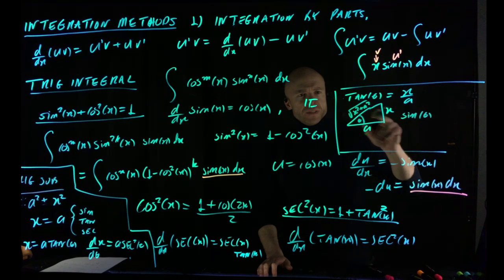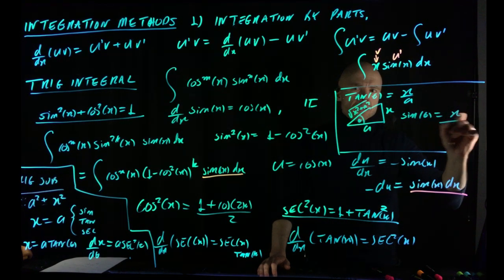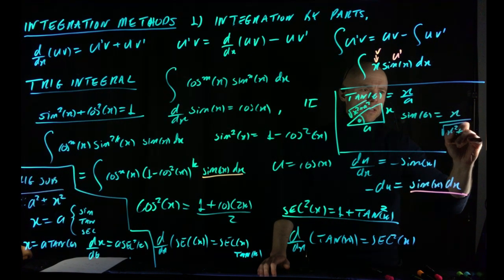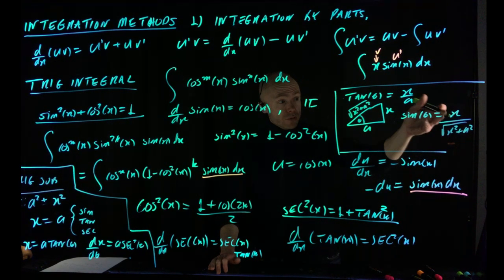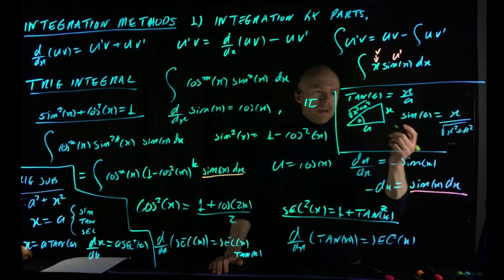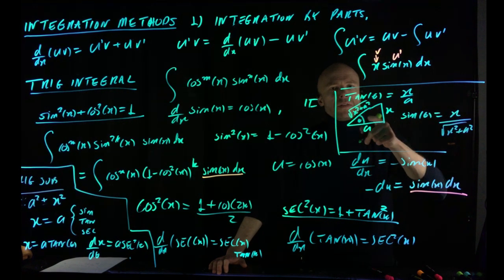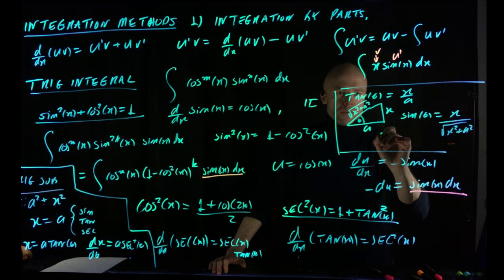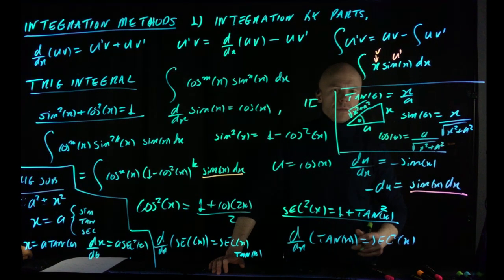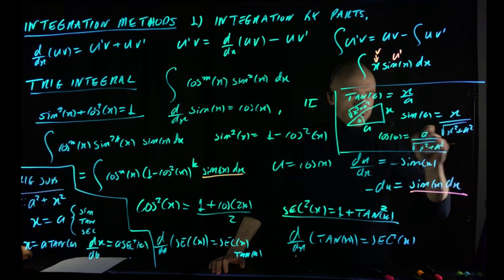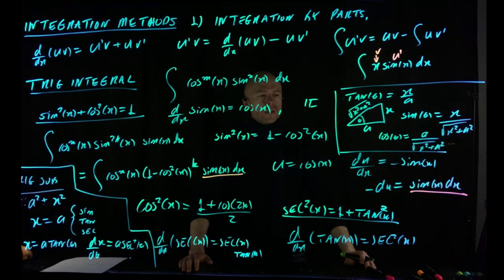Sine is the opposite divided by the hypotenuse. It will be x over the square root of x squared plus a squared. So if our final answer involves sine theta, then we'll just replace sine theta by this thing. If it involves cosine theta, then the cosine is the adjacent divided by the hypotenuse, so cosine of theta equals a over this thing. Again, we're perfectly happy because now that's a function in terms of x.